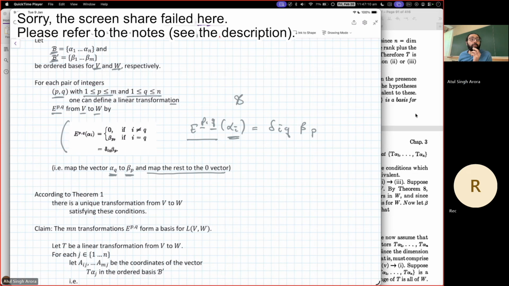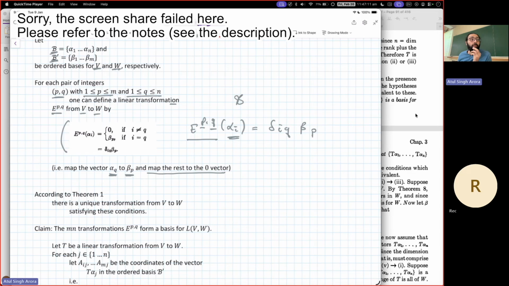Is that okay? So when you apply this map, when the index i does not match q, this map will give you 0. And when it does match, this delta will become 1, so when i equals q, you get beta_p. Effectively it is mapping alpha_q to beta_p, and mapping everything else to 0. Is the definition of the map clear? Can I have a show of hands on this side for those who are following? Okay, great.